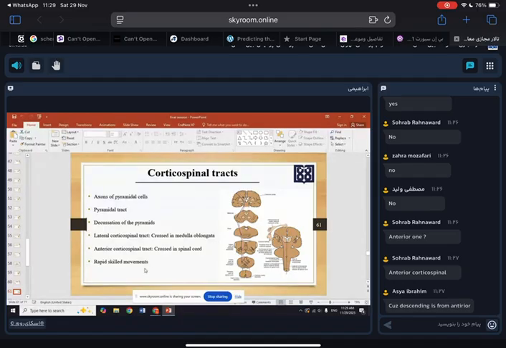And it is related to rapid skilled movement. For example, playing an instrument. For example, writing something. Okay, these are related to humans. These are not related, for example, in animals. They are just related to humans.